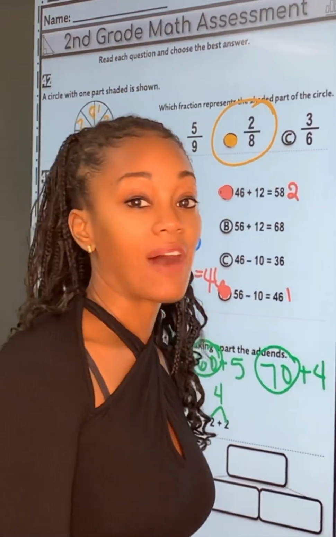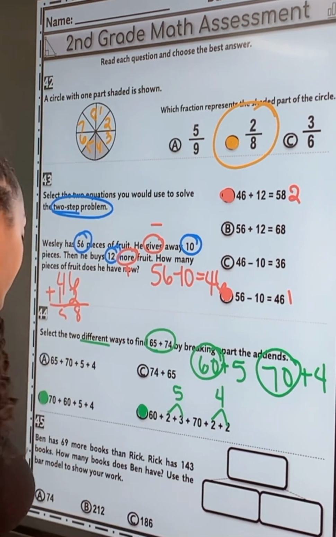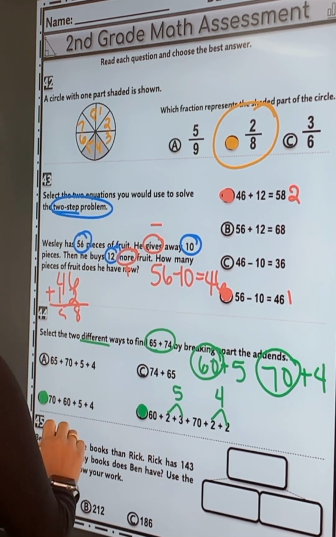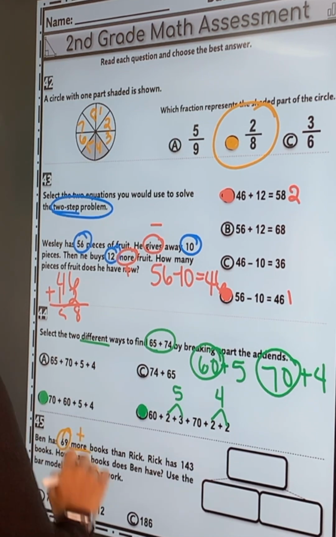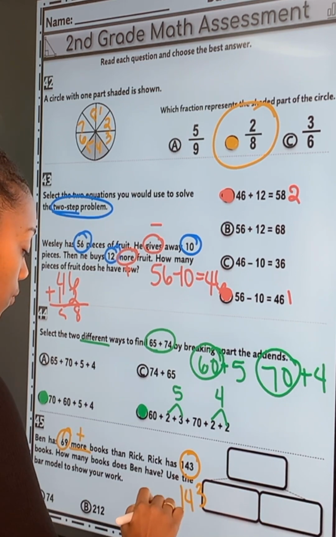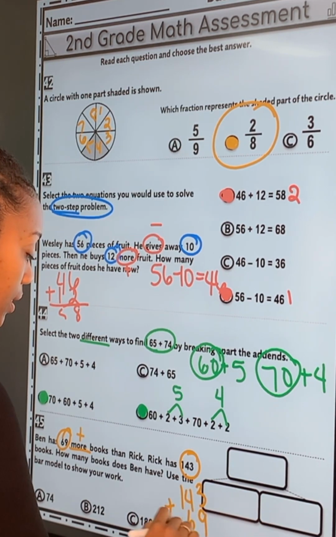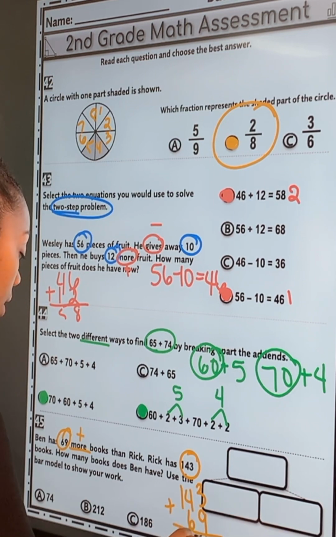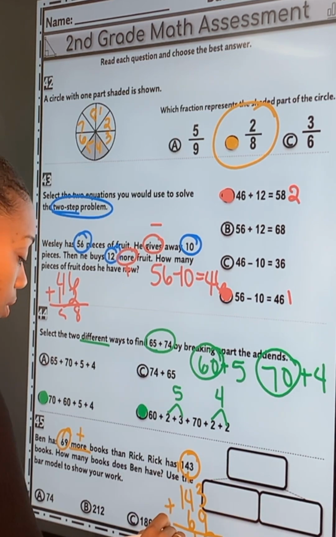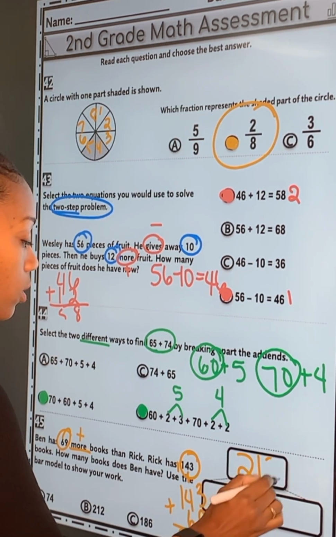Let's look at number 45, our last question. It says, Ben has 69 more books than Rick. Rick has 143 books. How many books does Ben have? Use the bar model to show your work. Well, if Ben has 69 more, I need to add that plus 143. So 143 plus 69, 9 plus 3 is 12. I carry my 1, that's 5. And 6 is 11. I carry my 1. 1 plus 1 is 2. That makes the whole 212.